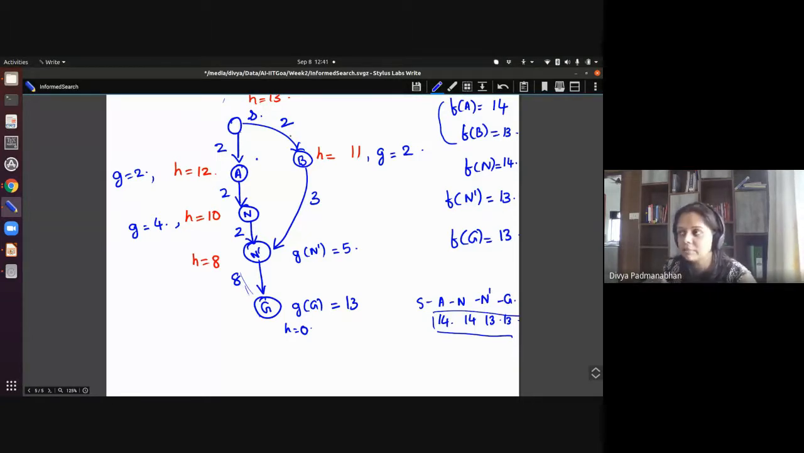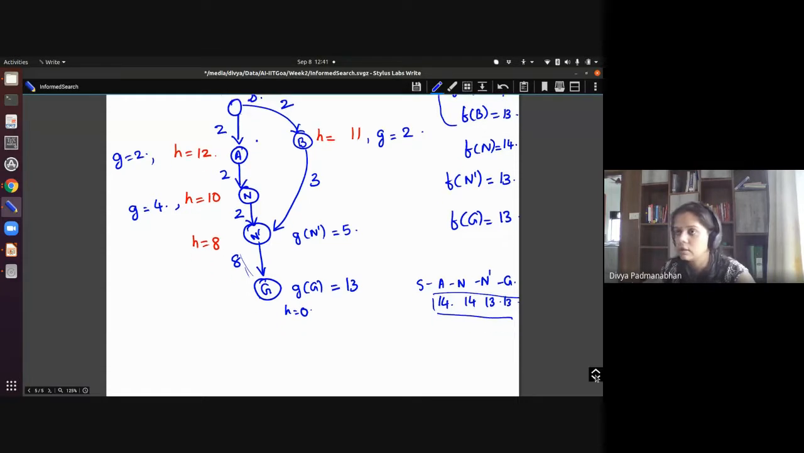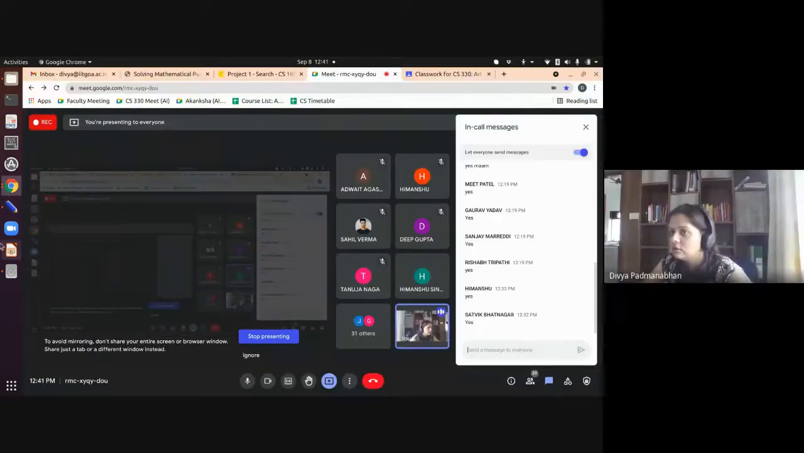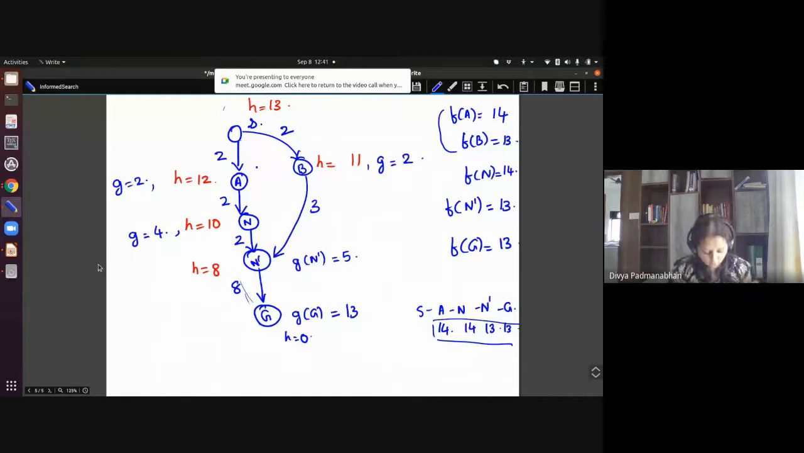But the moment you have something like this, it's along the path that A star traverses, it's fine. I mean, then it's still okay, right? But it's not right to say that along every path in the graph or along every path in the search problem you're going to have a non-decreasing property. That's not true, right? Right, Himanshu? Yes, ma'am. Does it make sense? Yes, ma'am.